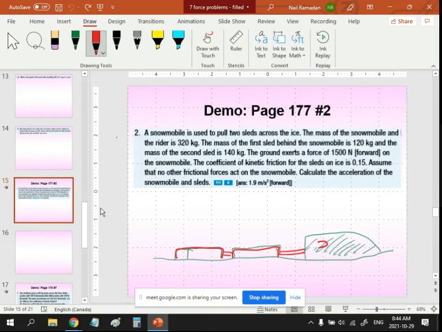This has a mass of how much? 320 kilograms. What's the mass of the first sled? 120. How about the other one? 140.